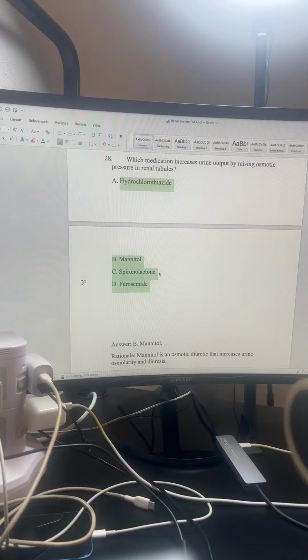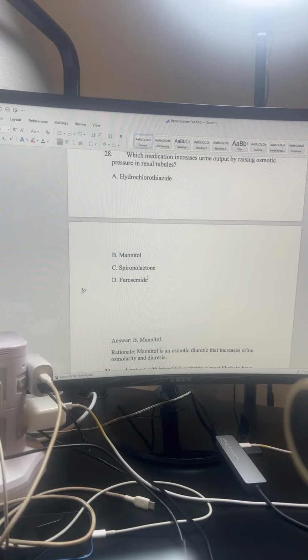All right. So we talked about that one. This is your loop diuretic. Your spironolactone is which one again? And you have your thiazide diuretic here. Your spironolactone, who had said that one? Your potassium sparing, yes. All right, definitely.